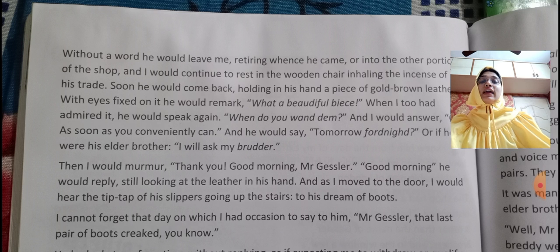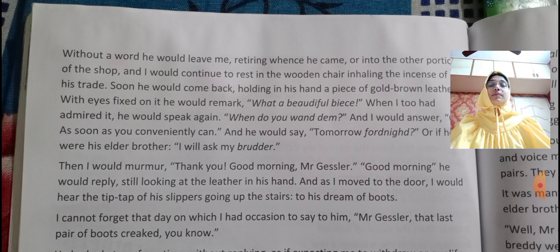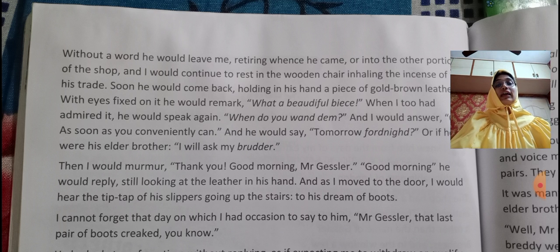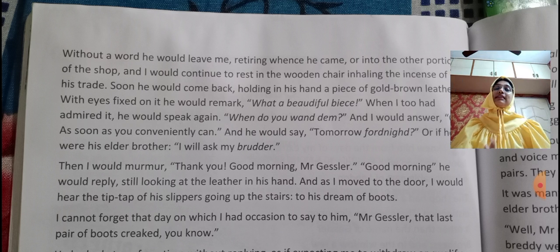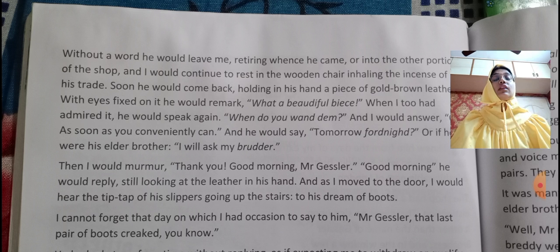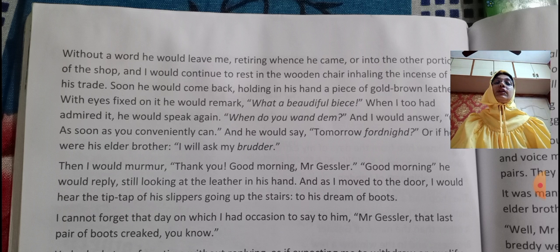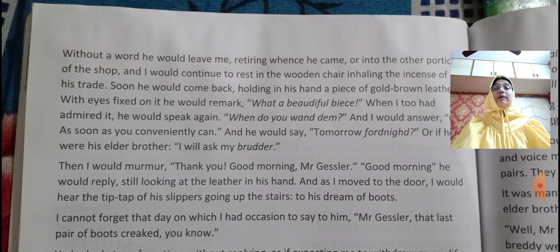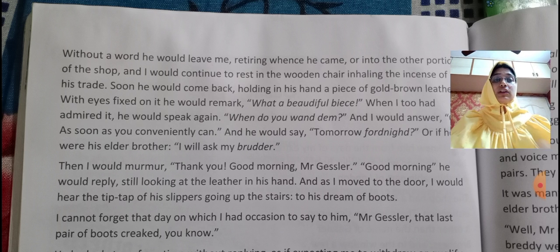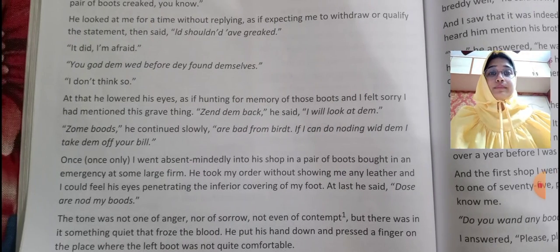I cannot forget that day on which I had occasion to say to him, "Mr. Jessler, that last pair of boots creaked, you know." So he cannot forget one day, one incident that took place between this author and Mr. Jessler. He came to this Jessler brothers' shop and told Mr. Jessler that the last pair of boots creaked. Creak means a squeaking sound.